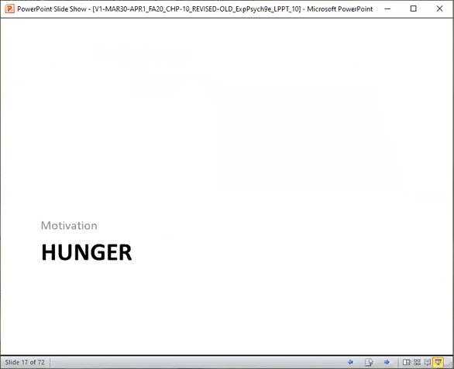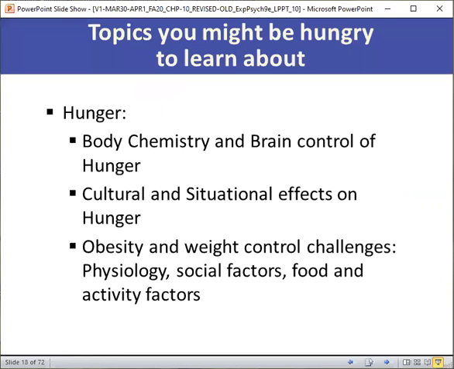Now let's look more specifically at the motivation of hunger. So hunger, well, we'll be looking at body chemistry and brain control of hunger. We'll look at cultural and situational effects on hunger. Then we'll look at obesity, weight control challenges, physiology, social factors, food, and other activities as well.